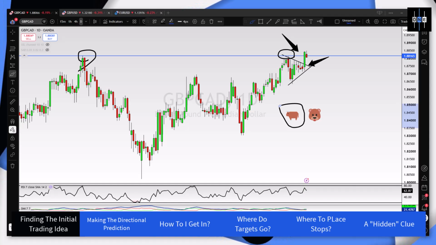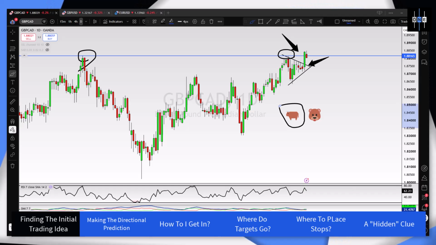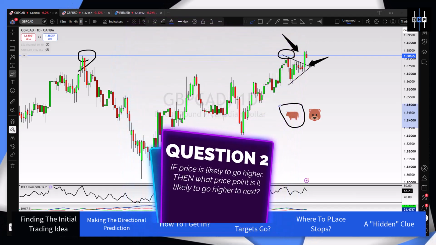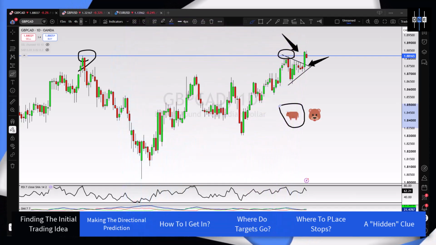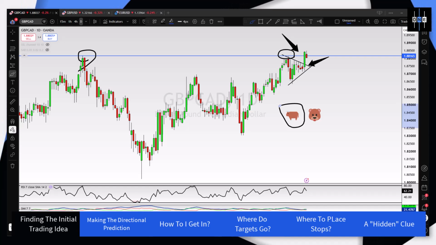All right. So what's the next step of our predictive process? First part of prediction is what direction is price likely to go to? Next part is, nope, not finding reasons for entry, not yet. Where is price likely to go to next? So if we're likely to go higher, where are we likely to go to next? And what should I do to determine this answer?